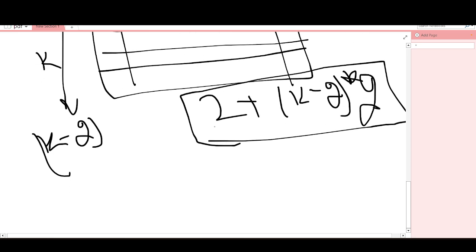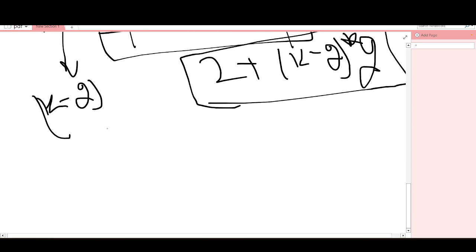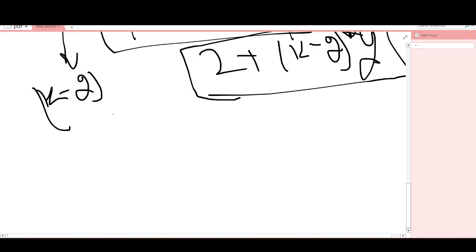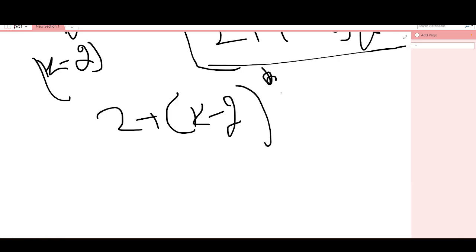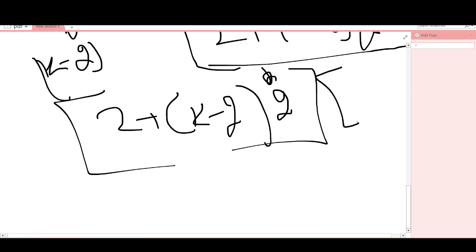So that means the total number of vertical attacks which I get from this row to all the rows will be 2 plus k minus 2 times 2. These are the number of attacks in one row, and the total number of rows are k minus 2. I hope till here I am clear.